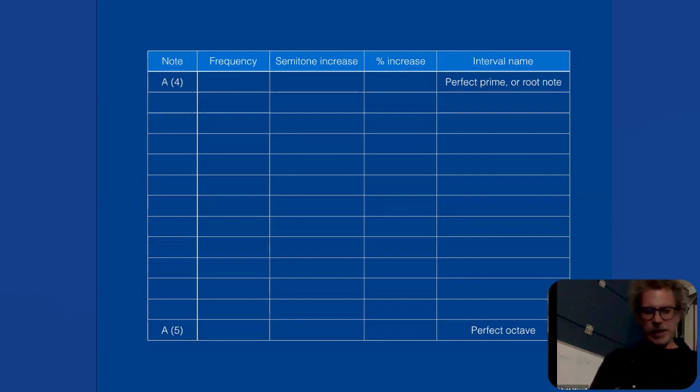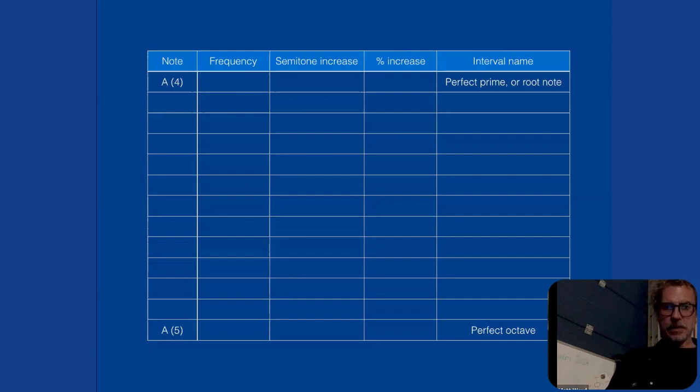I've written all of this down, so I'm just going to read out my notes here. Each one of these semitone steps, as the pitch gets higher, is a percentage increase on the previous note, which we'll call P, and it's this percentage change that we want to calculate.